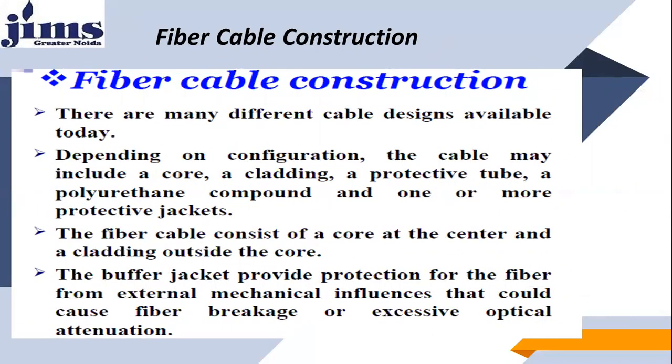There are many different cable designs available nowadays. Depending on configuration, the cable may include a core, cladding, and protective tube. This is the basic structure of optical fiber, with a polyurethane compound and one or more protective jackets. For protection purposes, the layer is made up of polyurethane compounds. The fiber cable consists of a core at the center and the cladding outside the core, which we already discussed previously. The buffer jacket protects the fiber from external mechanical influences that could cause fiber breakage or excessive optical attenuation.